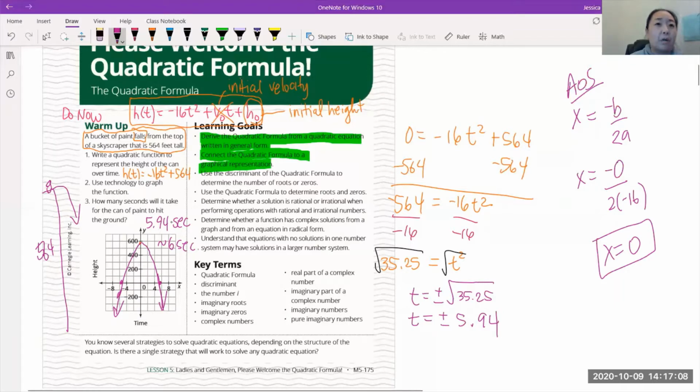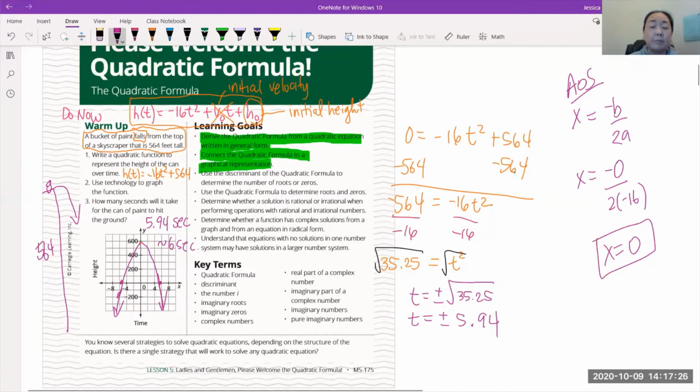It's 564. All right. And then we're going to figure out the roots. We know how to do that from the last time. We just set the equation equal to 0, right? Because that's where y is equal to 0, that's the ground, right? So height is 0. And so we're just going to solve for it just like that.